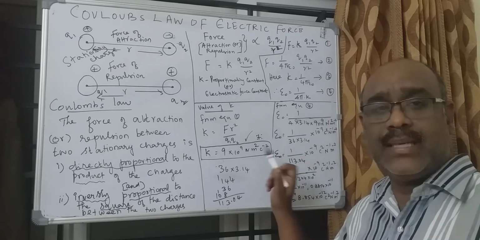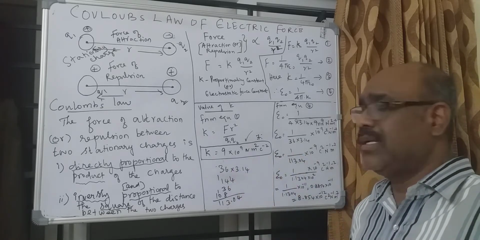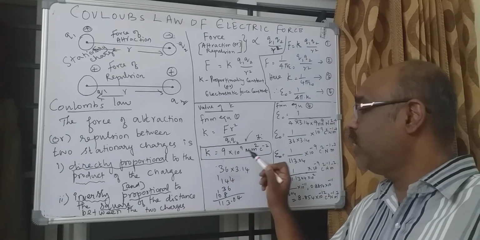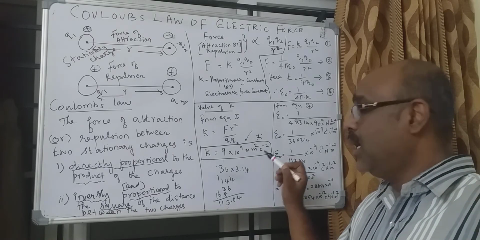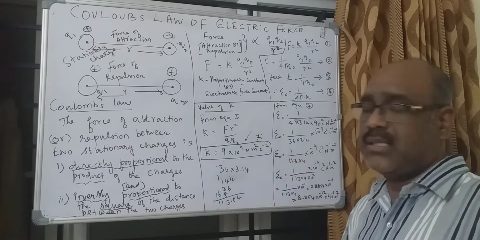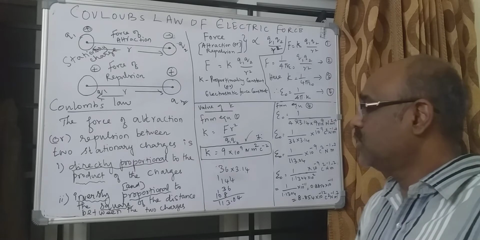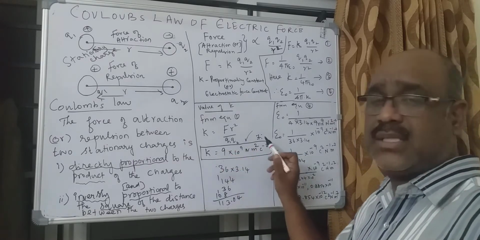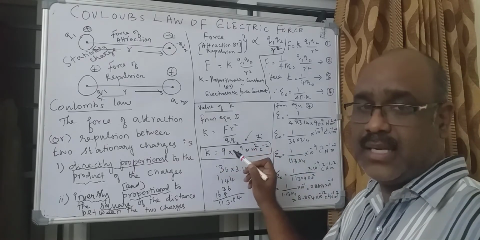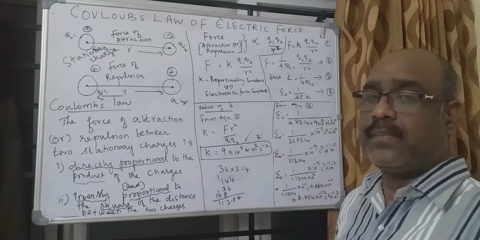So, we have to keep in mind that the value of k is equal to 9 into 10 to the power 9 Newton meter square Coulomb minus 2. So, everybody should keep this value in our mind. This is the value of k.